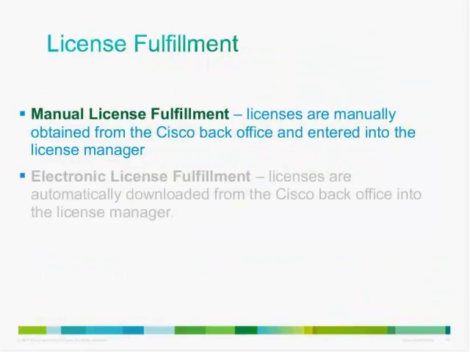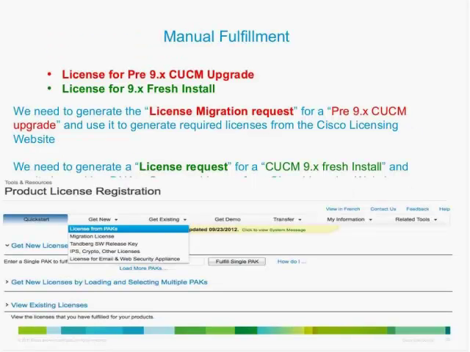Right. So here we will cover the manual license fulfillment in a bit more detail. Licenses are manually obtained from the Cisco back office, which in this case is the Cisco licensing website, and entered into the license manager. As I talked about before, manual fulfillment will have licenses for pre-9.x CUCM upgrades. Let me simplify that for you. What I meant here is the systems we have upgraded from pre-9.x versions. And then we have licenses for 9.x fresh installs, the systems which are being installed as fresh 9.x.